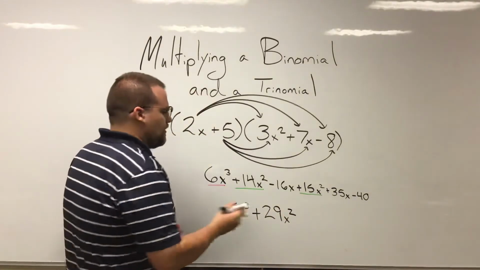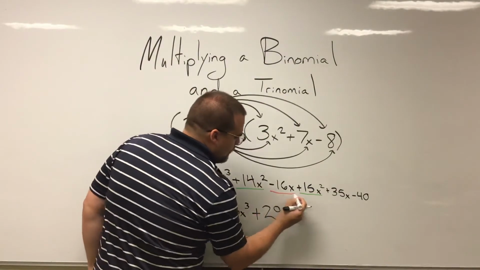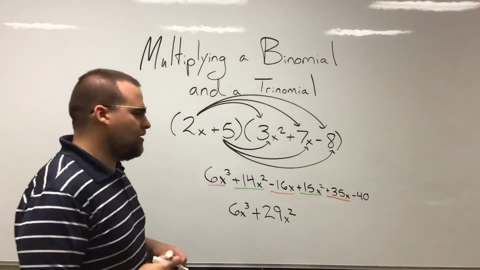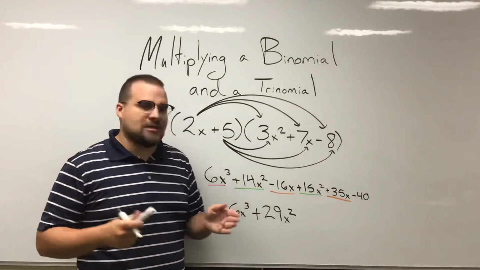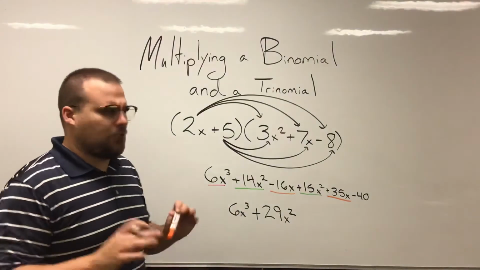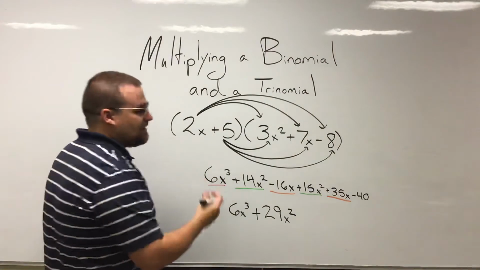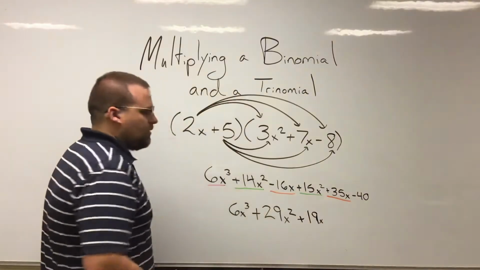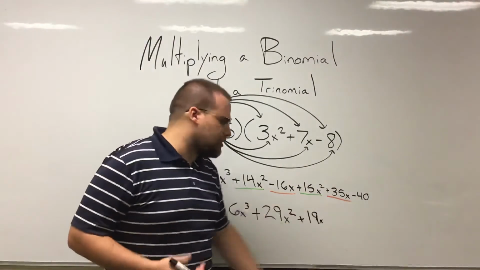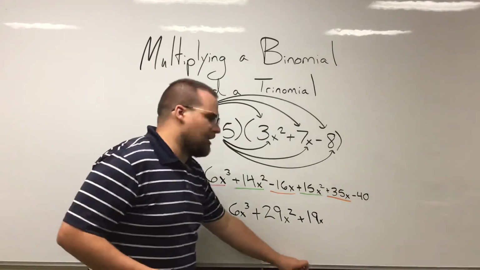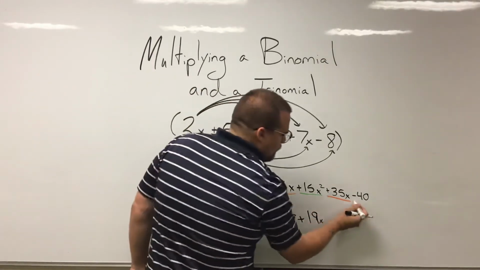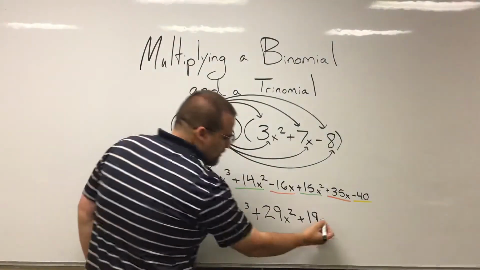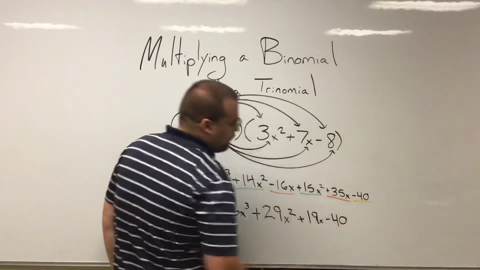Next up, we have negative 16x. Do we have any other x's? Right here, positive 35x. So we have negative 16 plus 35. I hope my math isn't off, but I think that's 19x. And then we notice we have one last term that we haven't underlined or anything yet, negative 40. That doesn't have anything to combine with because there's no other numbers without a variable. So it stays the same here at the end of the problem.